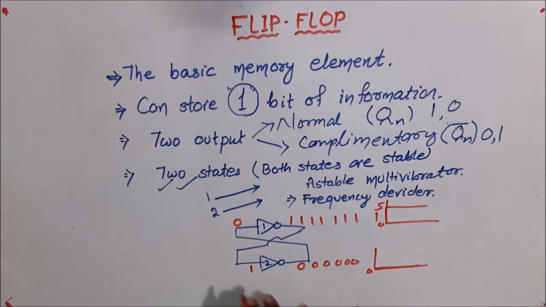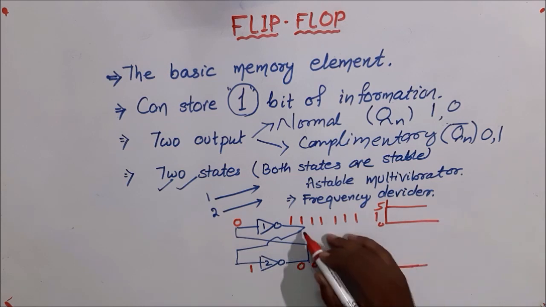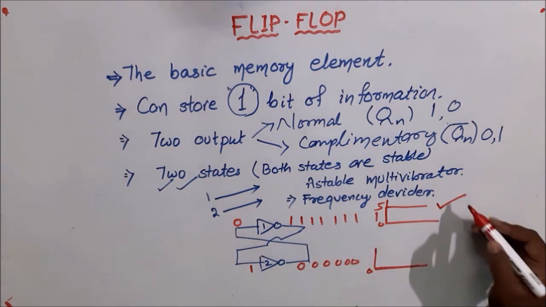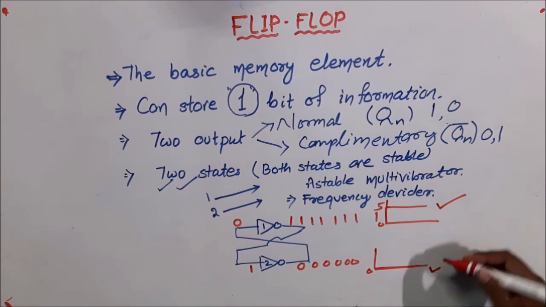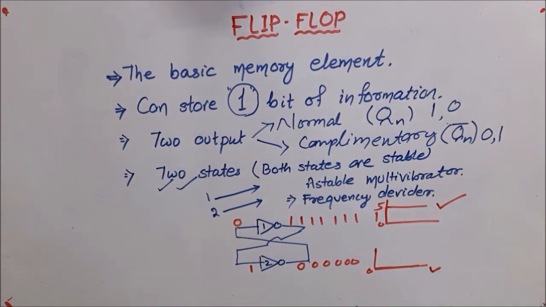So you can see in the circuit, without adding any information to the input lines, the output of inverter 1 always remains in the high state and the output of inverter 2 always remains in the low state. That is why both the states are stable. You can say this is a bistable multivibrator. So in this flip-flop chapter, we will study some more concepts.